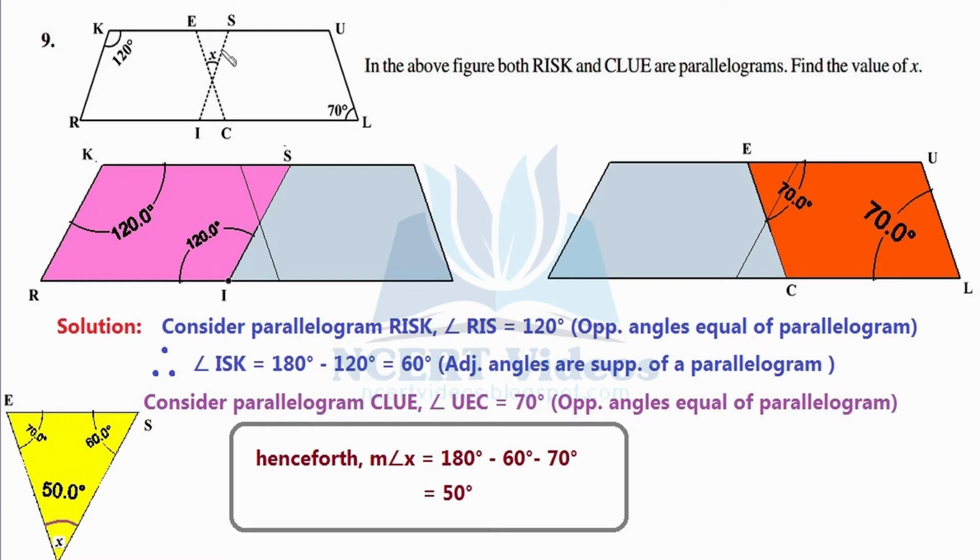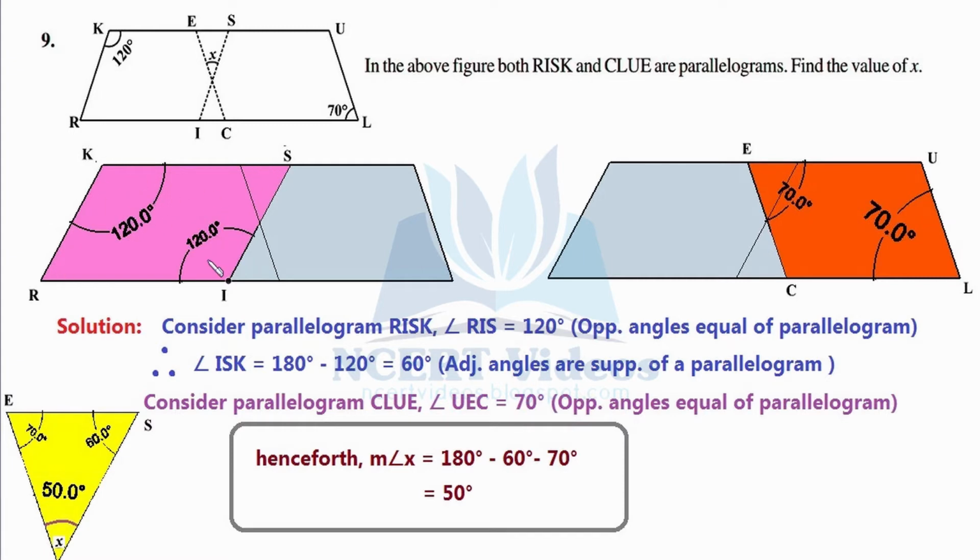Further, it says find the value of x. That is, we have to find the measure of this angle x. First of all, let's try to break this figure. Let's first take parallelogram RISK, which we have represented in a different color. In this parallelogram RISK, angle K is given to us as 120 degrees. The same has been represented over here.